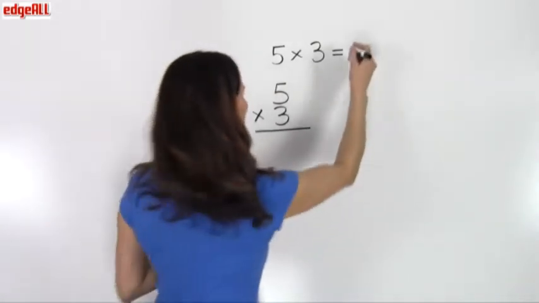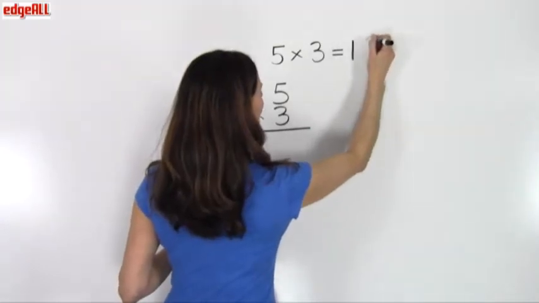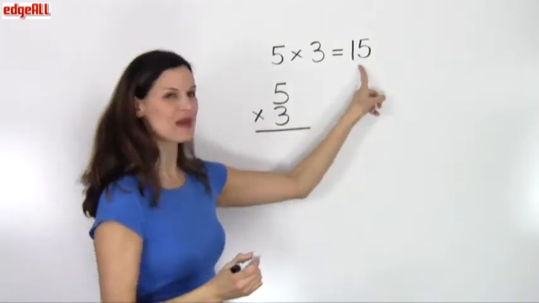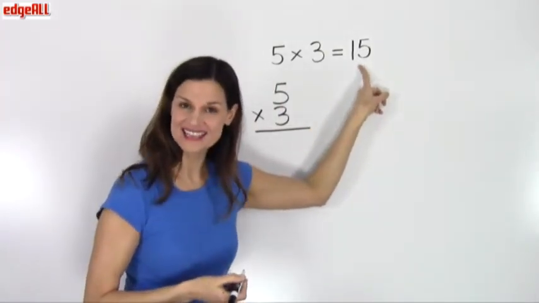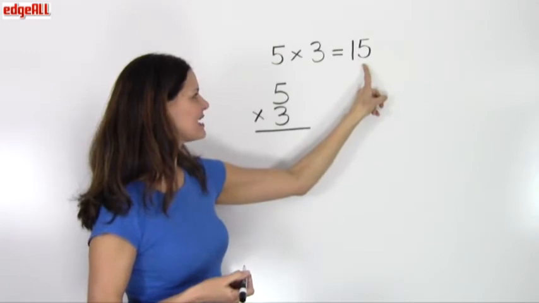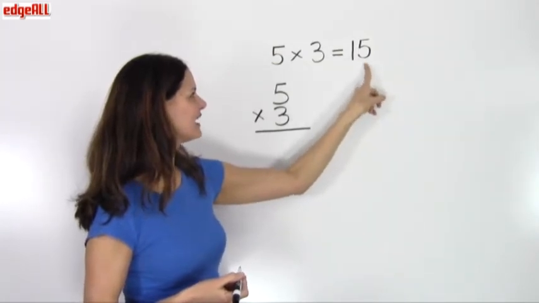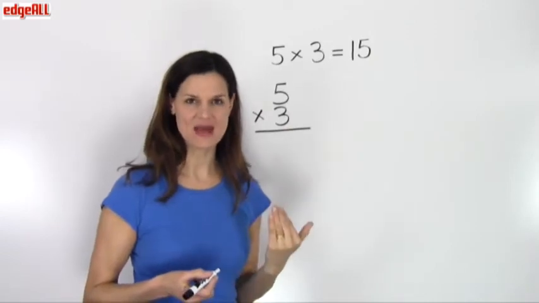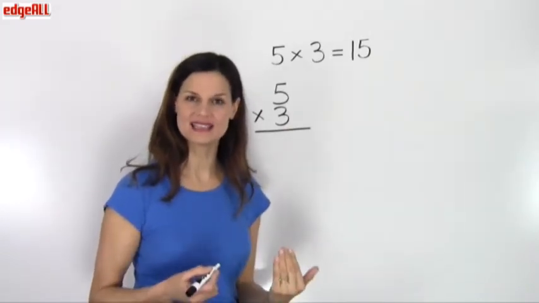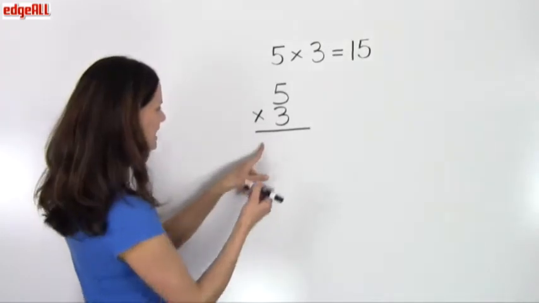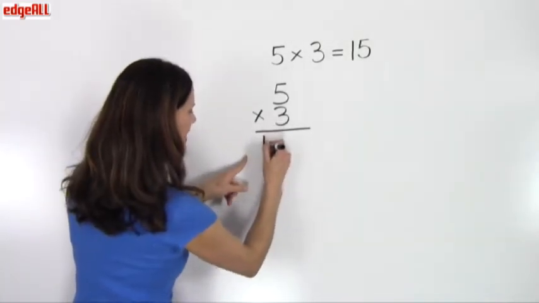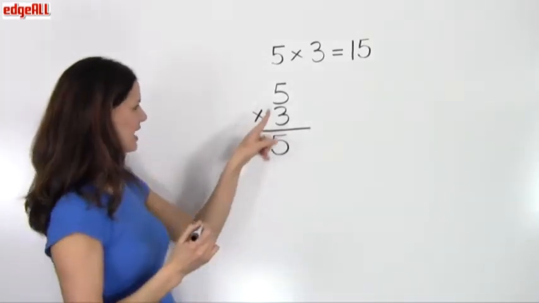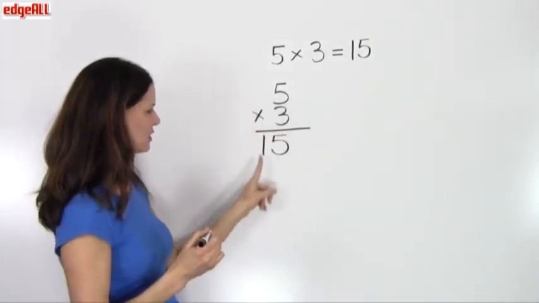15. So I can write my answer here then. If I've written the problem horizontally, I would write my answer, or the product, here in this space to the right of the equal sign. If I've written my problem vertically, I want to write my answer, or my product of the two numbers, underneath. And so I would put my 1 here and my 5 here. And so the answer of 5 times 3 equals 15.